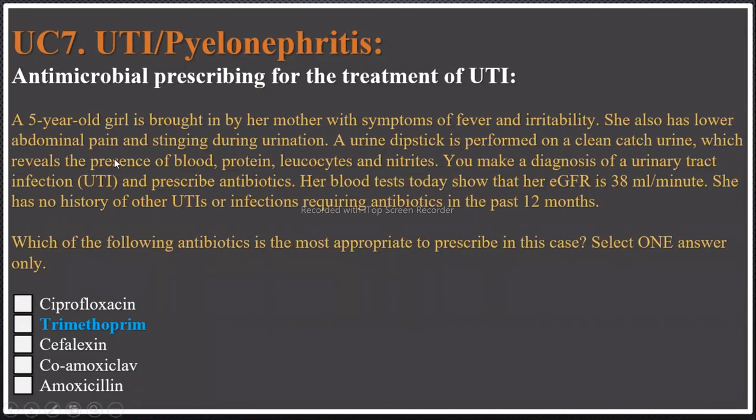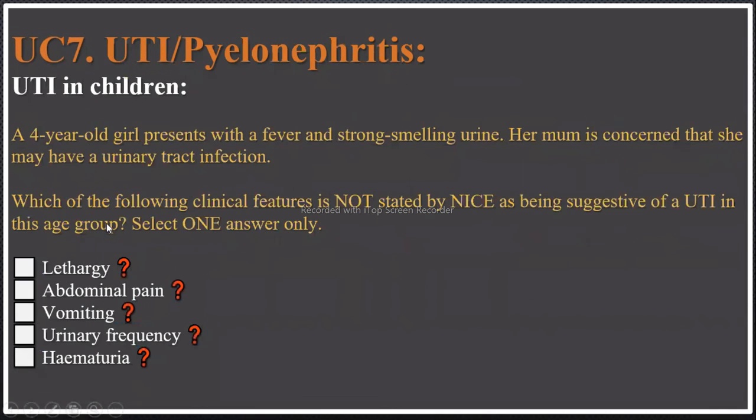Pediatric, 5-year-old. Which of the following clinical features is not stated by NICE as being suggestive of UTI? Urinary frequency. Hematuria. Okay.